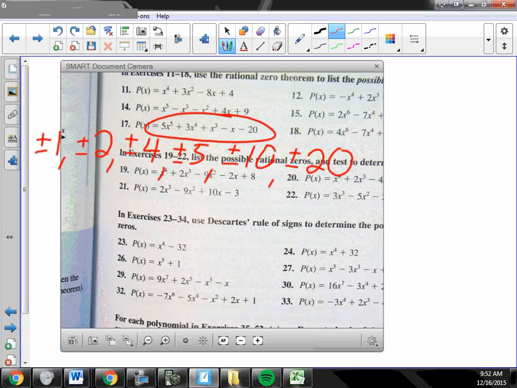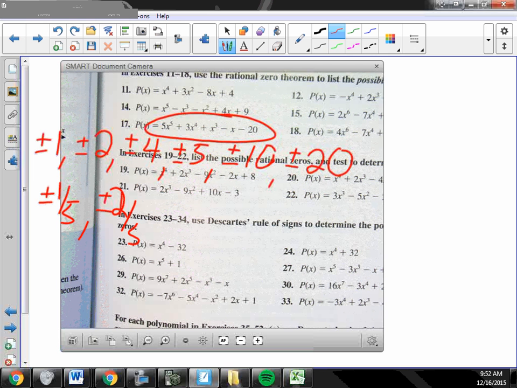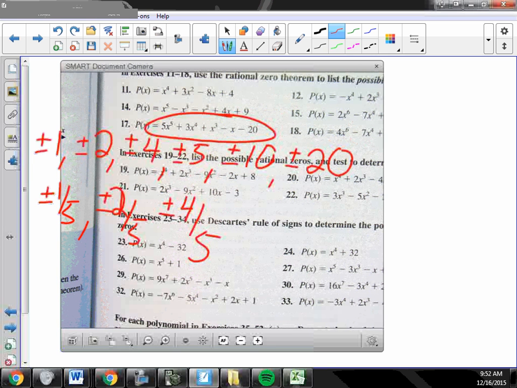So plus or minus 1/5 is an option. Plus or minus 2/5 is an option. Plus or minus 4/5. And what about the rest? 5/5 is already listed as 1. 10/5 is already listed as 2. And 20/5 is already listed as 4.